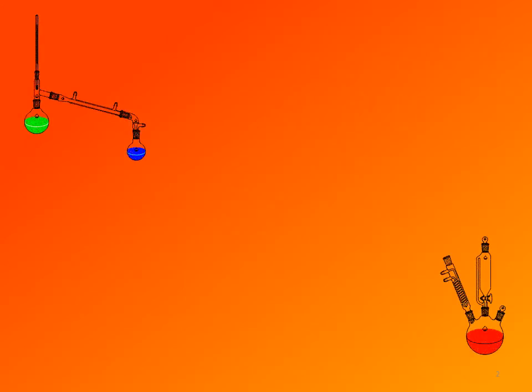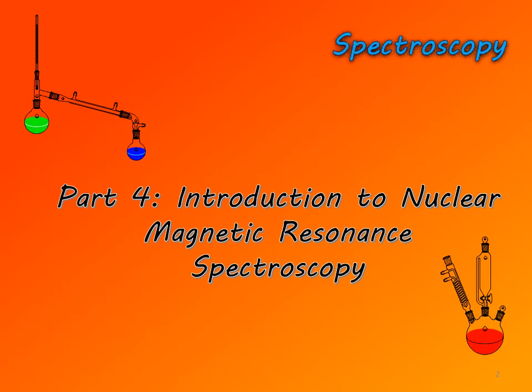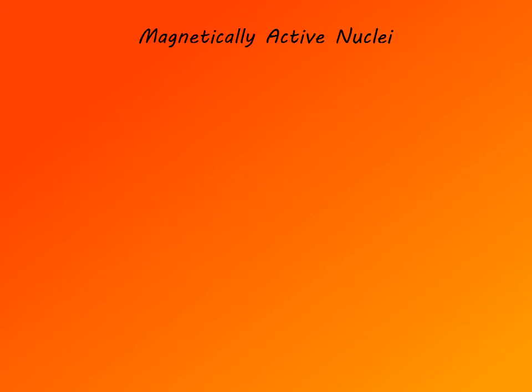This video is an introduction to nuclear magnetic resonance spectroscopy. In nuclear magnetic resonance spectroscopy, or NMR spectroscopy, it is the atomic nuclei that are observed. And only specific types of atomic nuclei can be observed. Those nuclei are known as magnetically active nuclei.